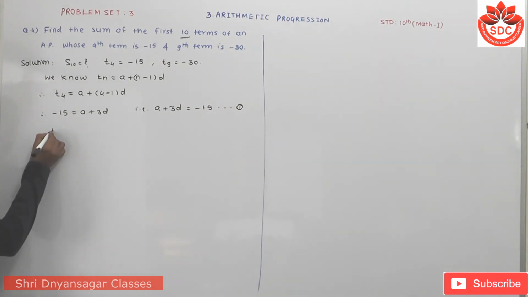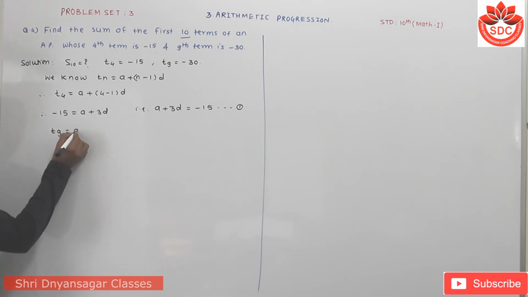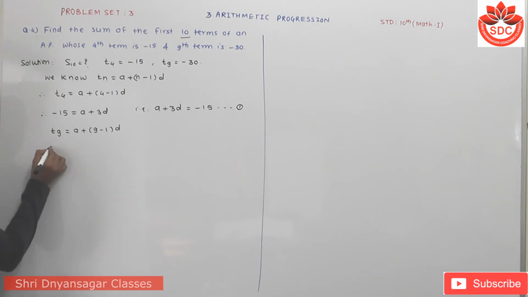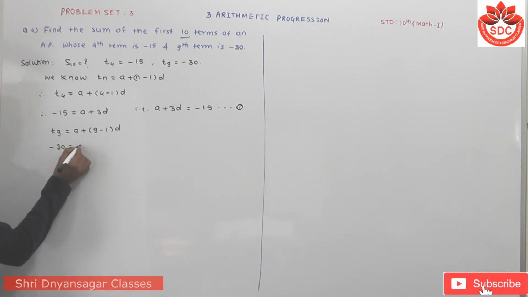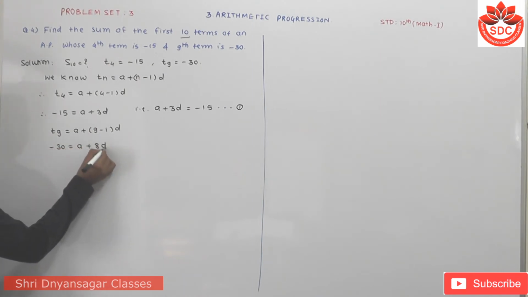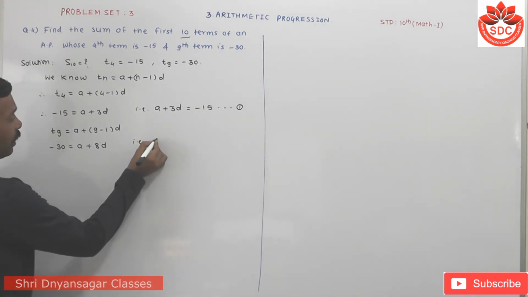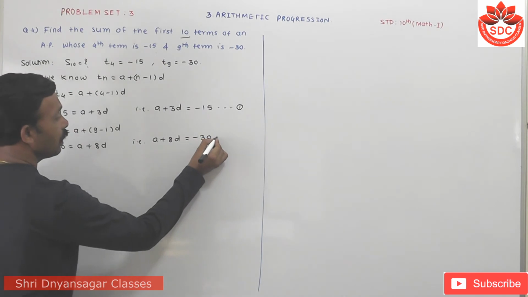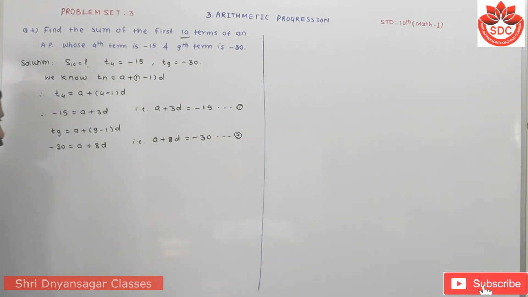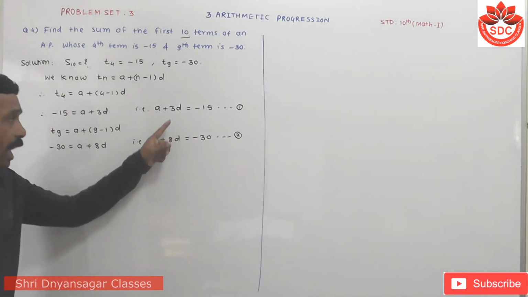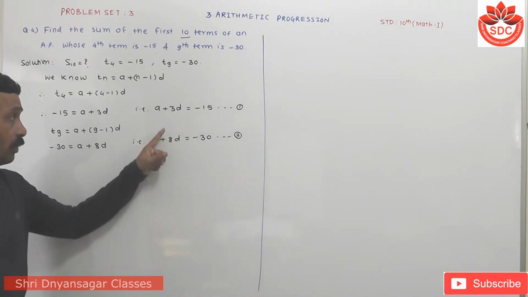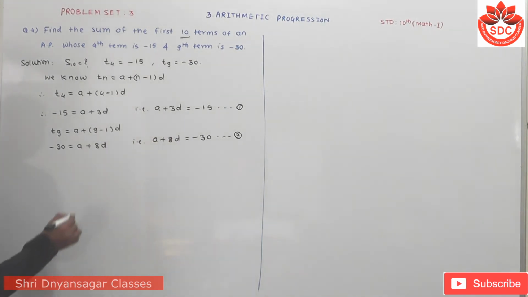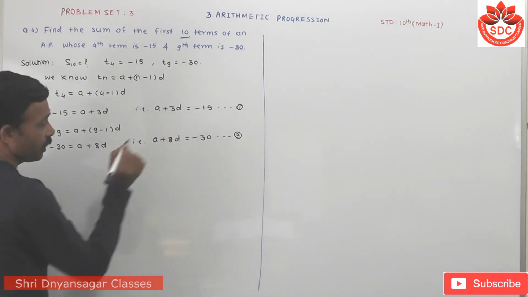Then T9 is equal to a plus 9 minus 1 into d. T9 is minus 30, which is equal to a plus 8d. That is, we write here a plus 8d is equal to minus 30. This is equation number second. When we subtract these, a gets cancelled. So I have to subtract this first from this second.